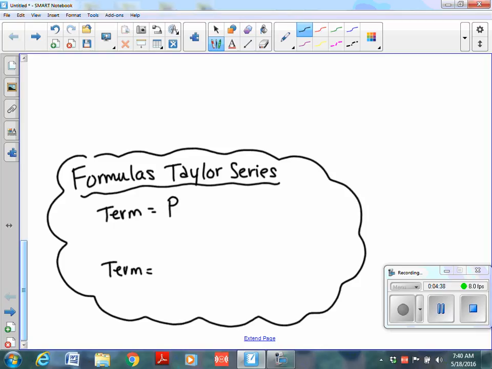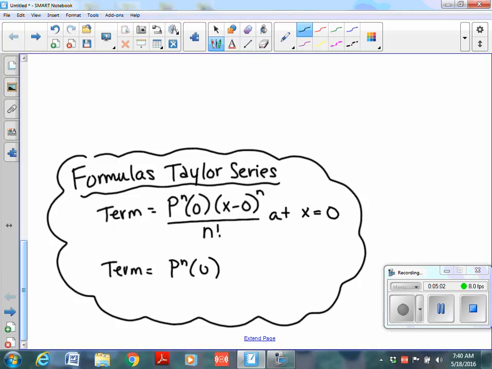It's Pn of 0, times x minus 0 to the nth, divided by n factorial, and that is at x equals 0. That's how you find the term. To find the term for the other one, it's Pn of a, and it's going to be the a value, divided by n factorial times x minus a to the n, at x equals a.